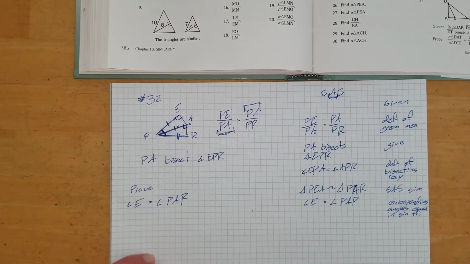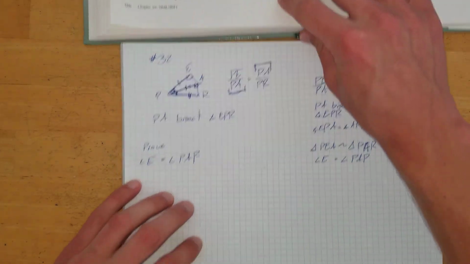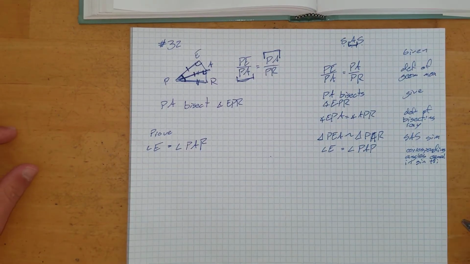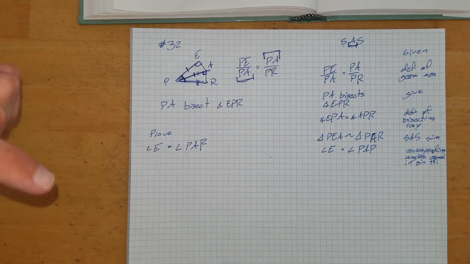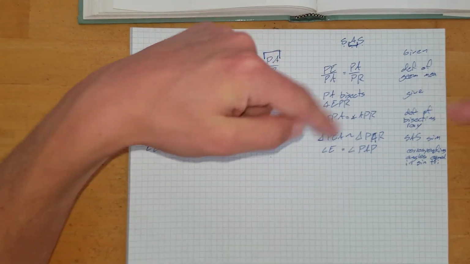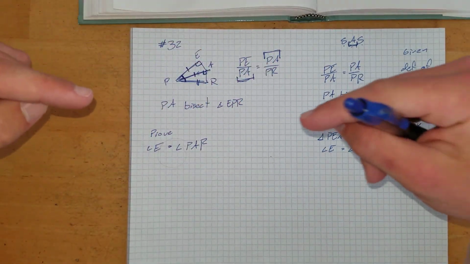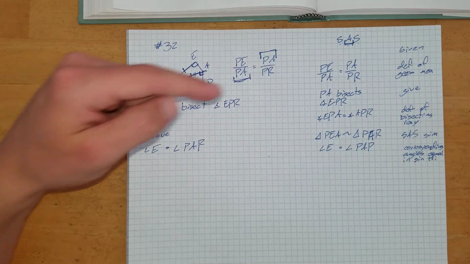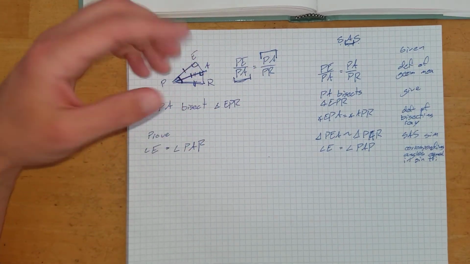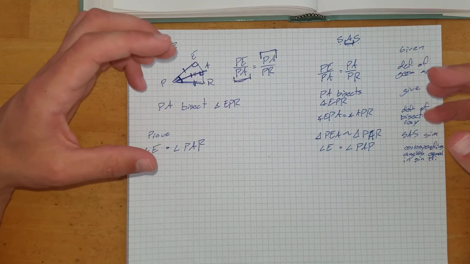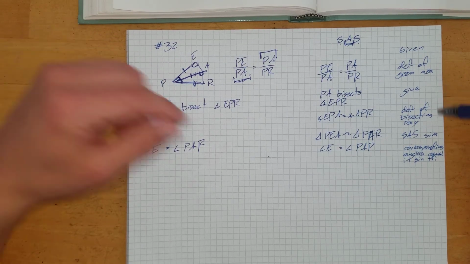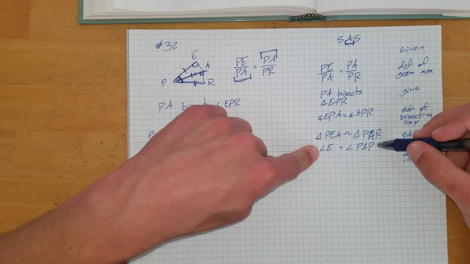So that is how I do number 32. Oh, you guys couldn't see that. There you go. That's how you do number 32. Again, just take the given, get as far as you can with that given, then take the next given, get as far as you can with that, then try to piece it all together to get to where you want to be.